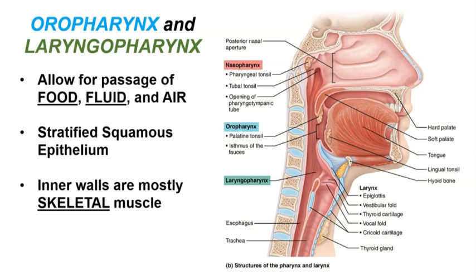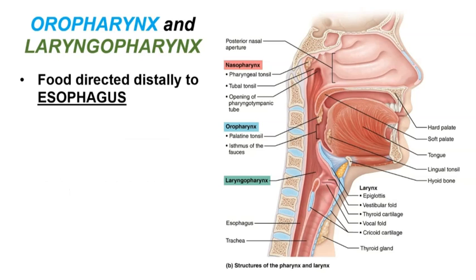Both the oropharynx and the laryngopharynx are lined with stratified squamous epithelium, just like we saw in the mouth. We see that the inner walls of both the oro- and the laryngopharynx are composed of skeletal muscle, so they are voluntarily controlled. During swallowing, the epiglottis closes the larynx and the trachea, and that way food is directed distally towards the esophagus.